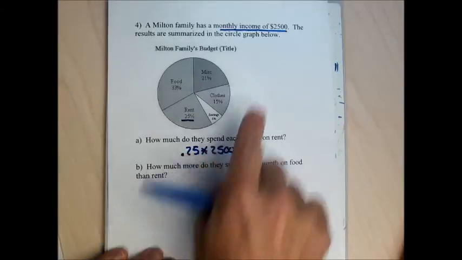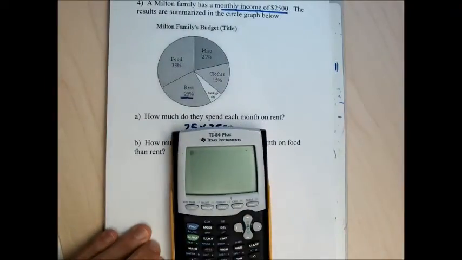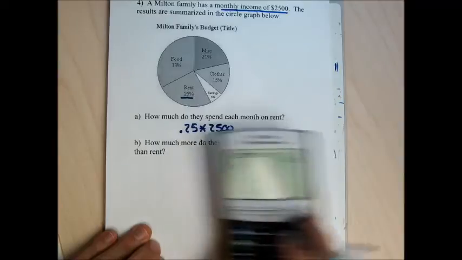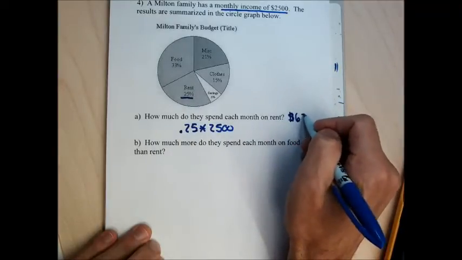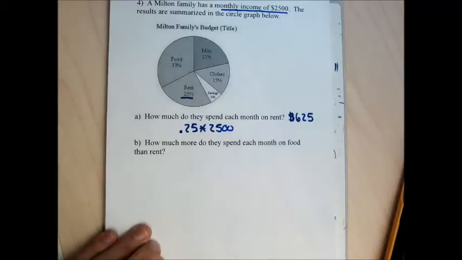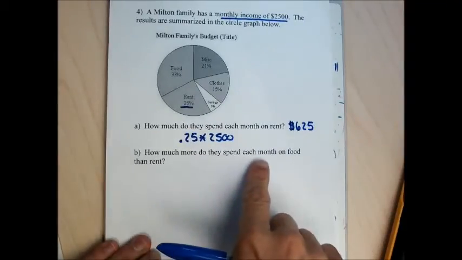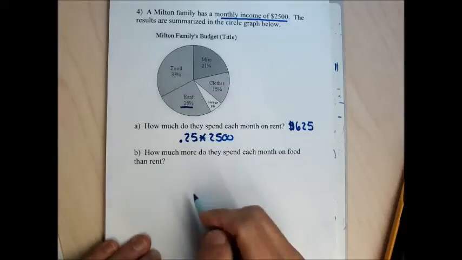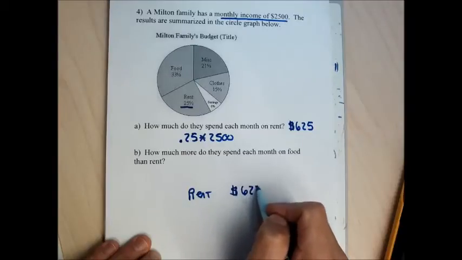They spend 25% of $2,500, or $625 on rent. The answer to part A is going to be $625, because that's 25% of $2,500. Part B wants to know how much more do they spend each month on food than rent. Well, I know on rent they spend $625.